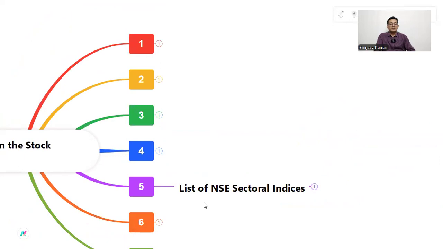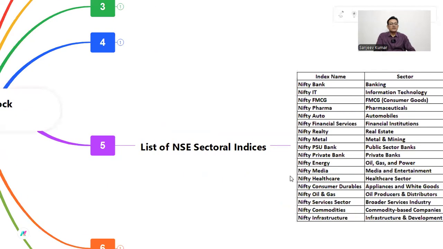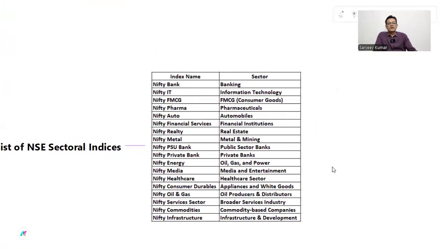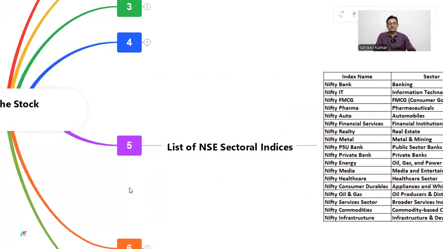Fifth point. Now I am going to share with you the list of NSE sectoral indices. If you want, you can take the screenshot. Nifty Bank, banking sector, Nifty IT sector, Nifty FMCG, Nifty Pharma, Nifty Auto, Nifty Financial Services, Nifty Realty, Nifty Metal. You should check all the sectors every month without skipping a single month. Nifty PSU Bank, Nifty Private Bank, Nifty Energy, Nifty Media, Nifty Healthcare, Nifty Consumer Durables, Nifty Oil and Gas, Nifty Services Sector, Nifty Commodities, Nifty Infrastructure.